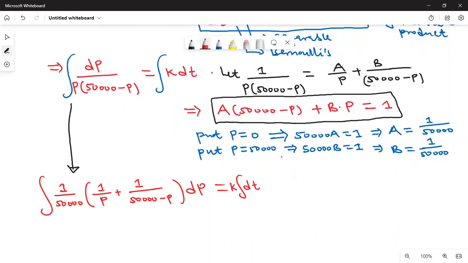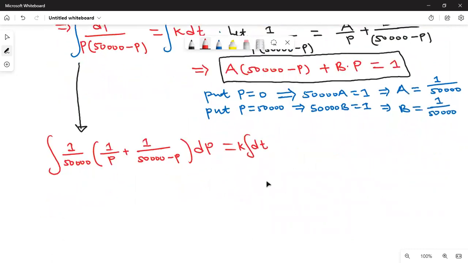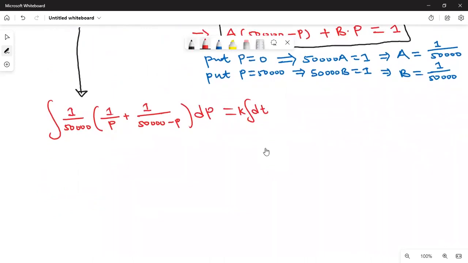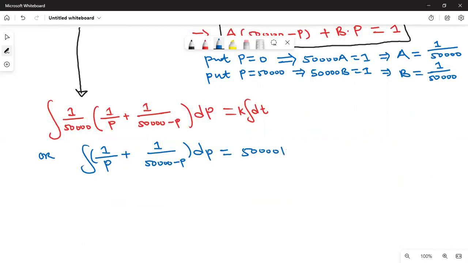If I multiply both sides by 50,000, what will I get? So multiply through by 50,000, so you can just say the integral of 1 over P, minus, you know, that should be a plus. Remember, this is now 1 over 50,000 minus P. Integrate with respect to P is equal to 50,000 K times the integral of dt.